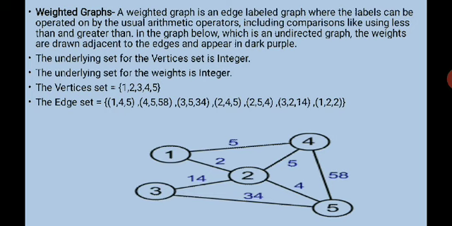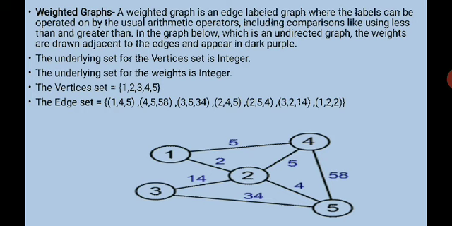So here, what are the vertices? 1, 2, 3, 4, 5 are the vertices, and then there is this edge set. So 1 to 4 has 5, and 4 to 5 has 58. Sorry, 1 to 2 has 2, 2 to 4 has 5. So this is how it is done, right? From 4 to 2 it will also be 5. So now you see the weight in the graph. What's the weight? You can always compare to see which is the shortest.